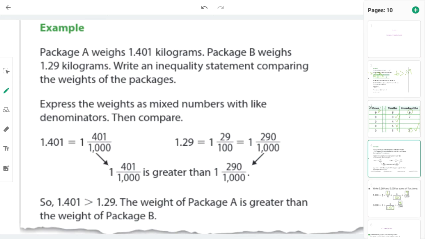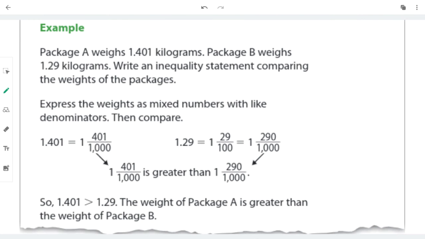For this example, we are using the fraction strategy. We take our decimal numbers and turn them into fractions. The biggest thing to remember with fractions is that they need to have the same last name in order to be compared properly. So as you can see, 1 and 401 thousandths ends in the thousandths place, but 1 and 29 hundredths does not.